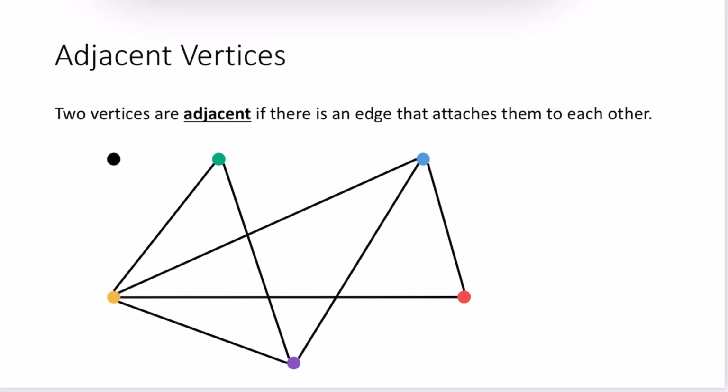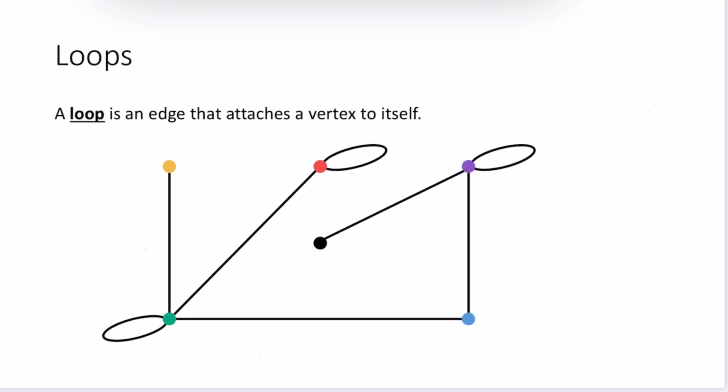And the black vertex is not adjacent to any vertices because there are no edges that attach the black vertex to one of the other vertices. So that's one of the vocabulary words you'll need to know. And then we also have loops. So a loop is a special type of edge that attaches a vertex to itself.